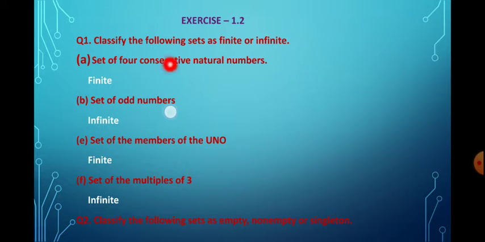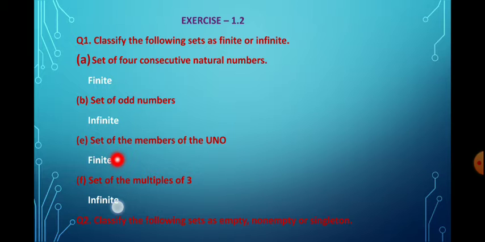So set of 4 consecutive natural numbers. Whichever natural numbers you take, whether it is 1, 2, 3, 4 or 91, 92, 93, 94, the set will only consist of 4 elements. Okay, so in that case it's a finite set. Set of odd numbers. The odd numbers will start from 1. Okay, so 1, 3, 5, 7, and it will continue, it's never ending, so it's infinite.